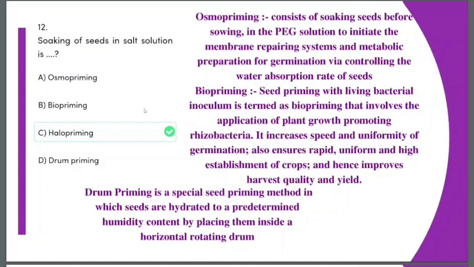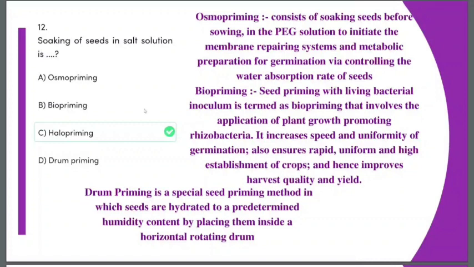Soaking of seed in salt solution is osmo priming, bio priming, halo priming and drum priming. So let us first understand the options. Osmo priming. What is osmo priming? In osmo priming, we soak the seeds not in the salt solution but in the polyethylene glycol solution. In bio priming, as the name indicates, bio means living. We treat the seeds with living organisms, that is bacterial inoculum.